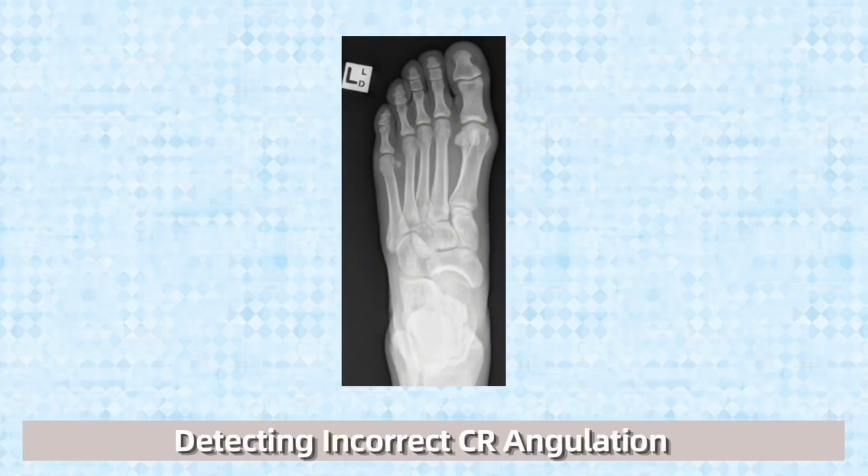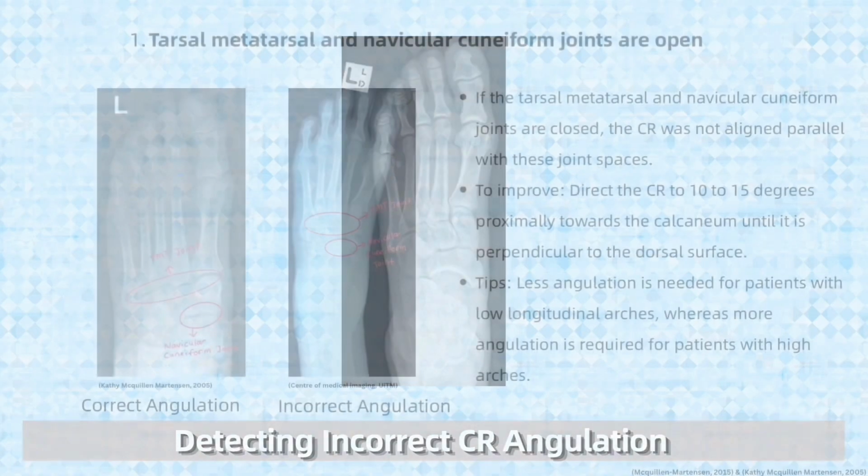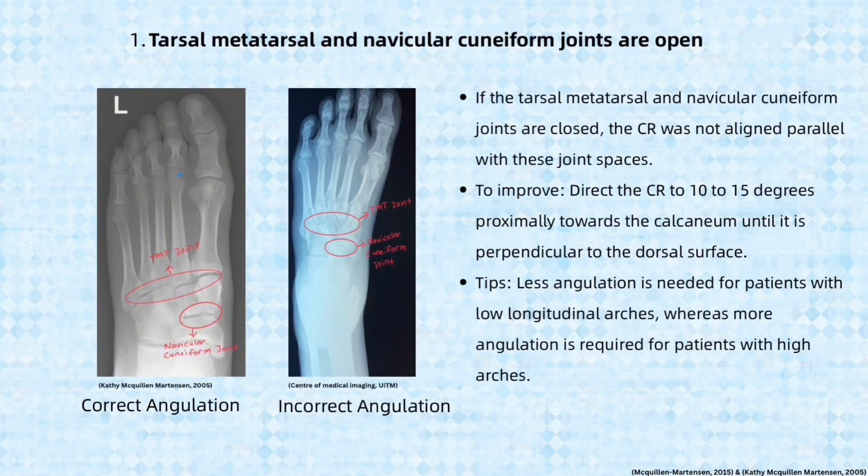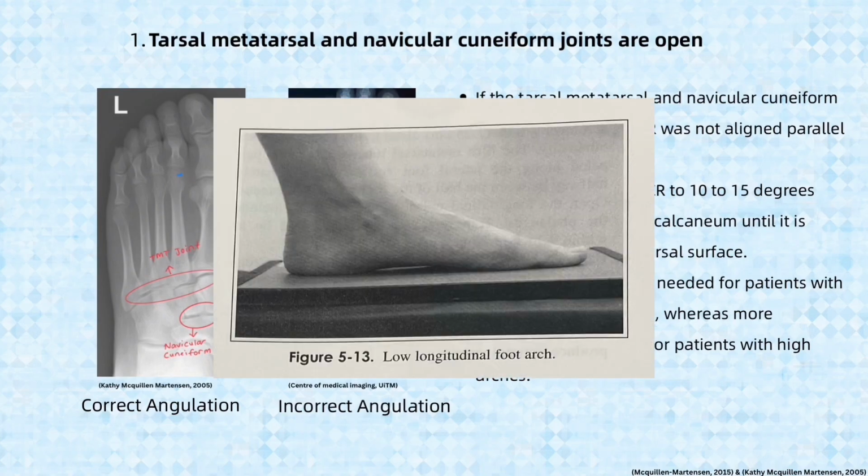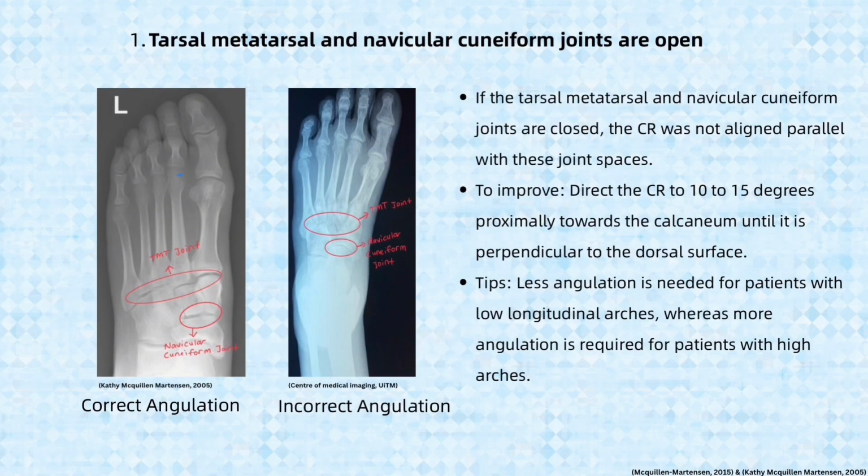Now, let's continue on how to detect incorrect CR angulation. To detect incorrect CR angulation, we can assess by looking at the tarsometatarsal and navicular cuneiform joints. If the tarsometatarsal and navicular cuneiform joints are closed, the CR was not aligned parallel with these joint spaces. To improve this, direct the CR 10 to 15 degrees proximally towards the calcaneus until it is perpendicular to the dorsal surface. And according to Bontrager's textbook, less angulation is needed for patients with low longitudinal arches, whereas more angulation is required for patients with high arches.